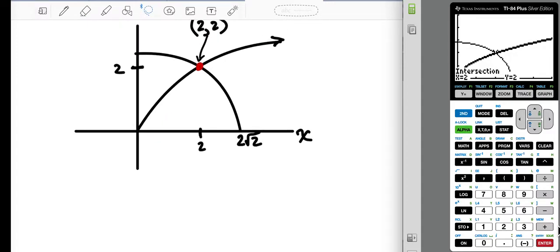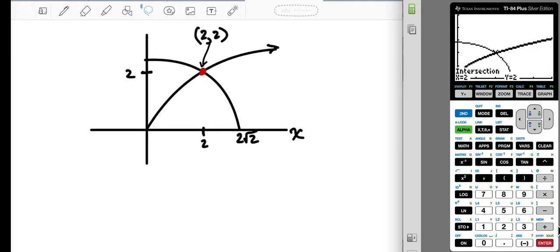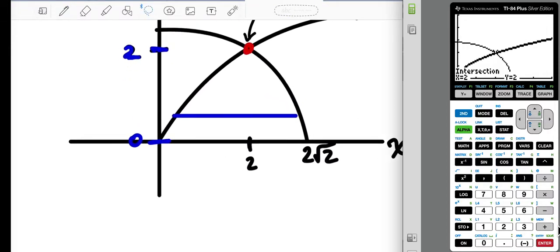Alright, so what I want to do is go over the interval of 0 to 2. I'm going to go with a nice brilliant blue here. Over the interval of 0 to 2, I'm going to create rectangles within this bounded region. We just need to know that those rectangles are representing the difference between the two functions.